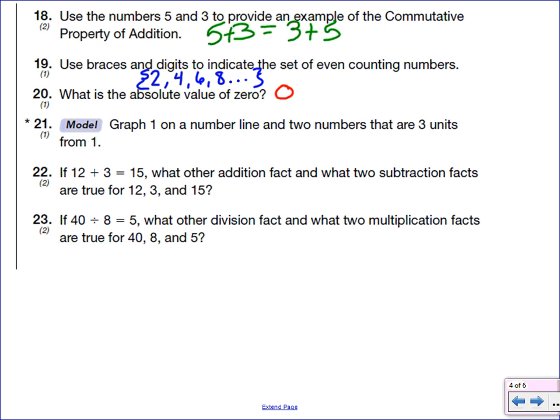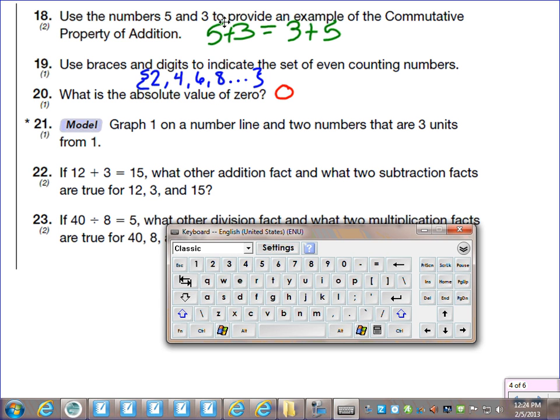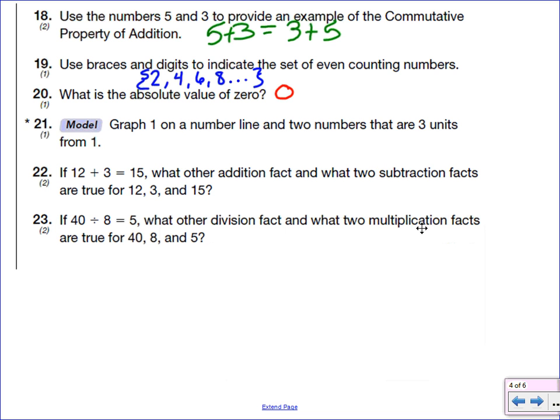On a number line, graph 1, and two numbers that are 3 units from 1. So if 1's here, 1, 2, 3 would be 2, 3, 4. And then 1, 2, 3 spots over would be 0, -1, -2.